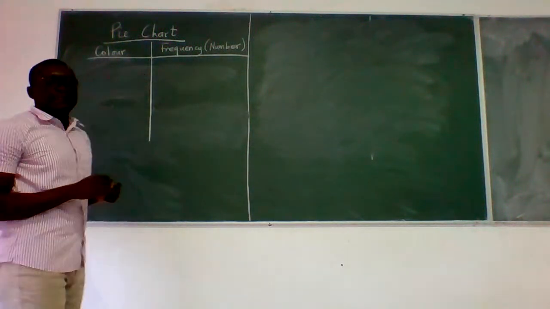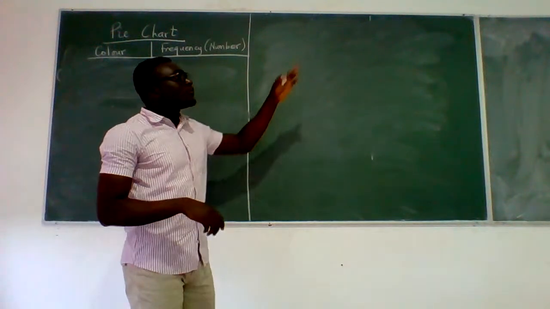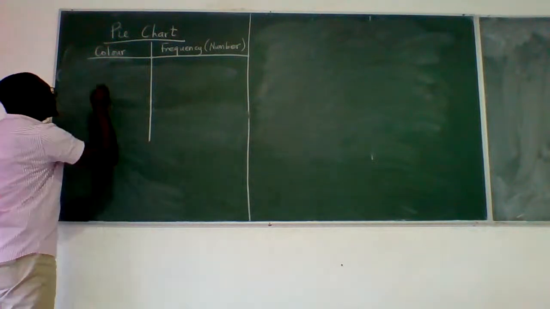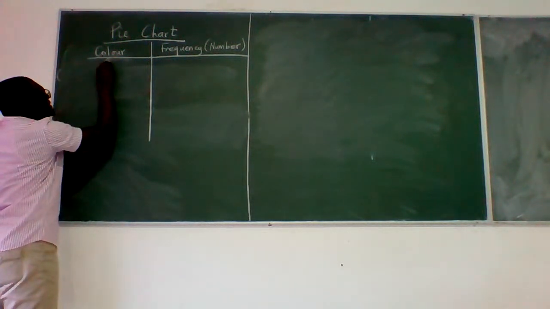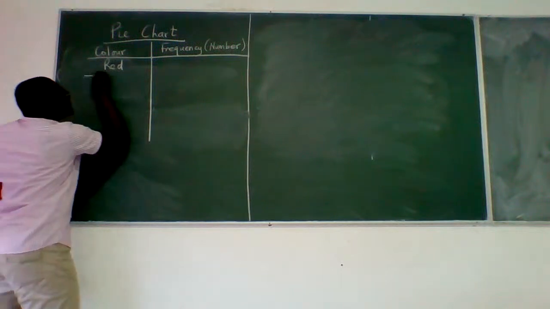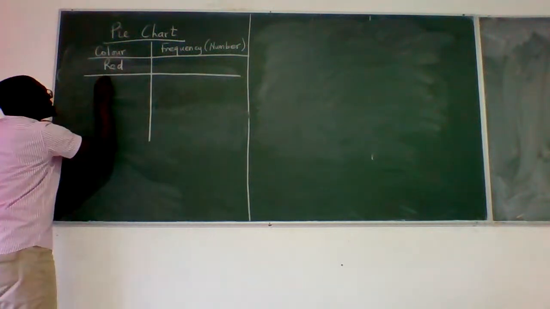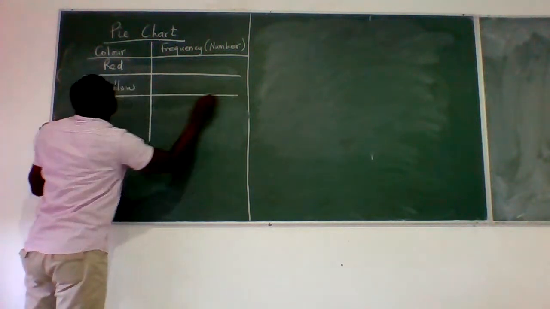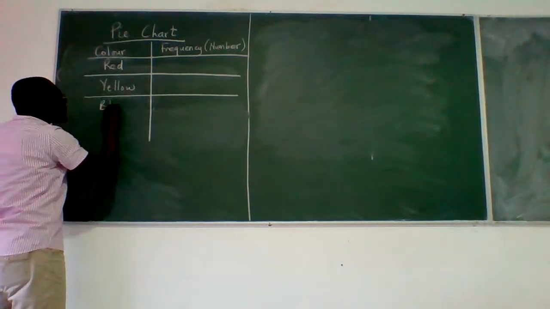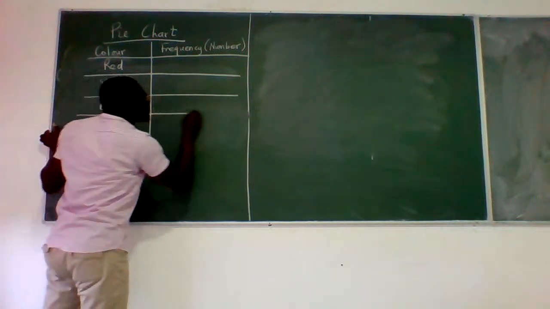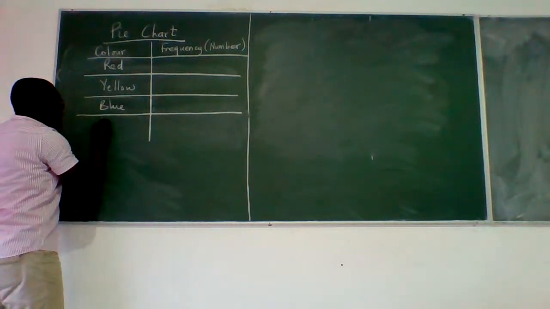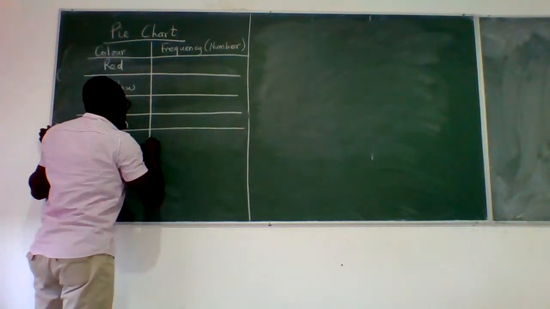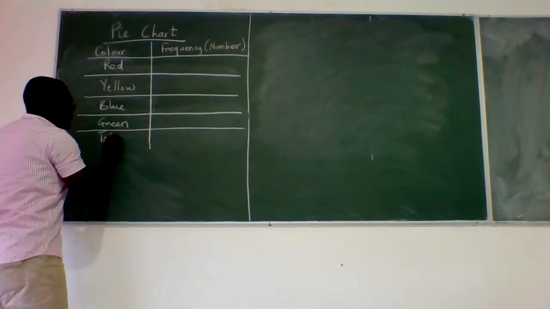So you see that in the first case, I was just writing blue, red, yellow, blue, red, yellow. But when I come here, I say this side is red, this is yellow, this is blue, and then this is green. And then we have the total.